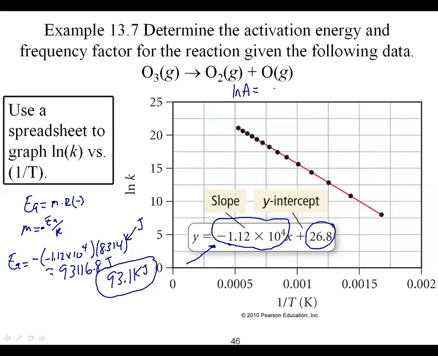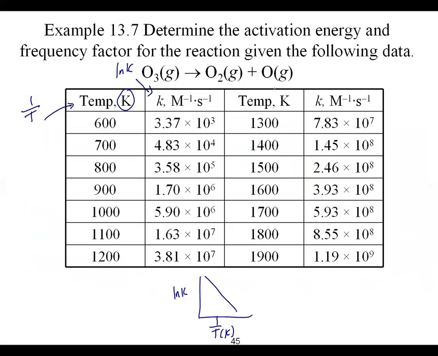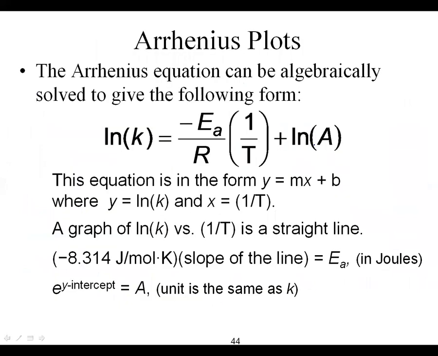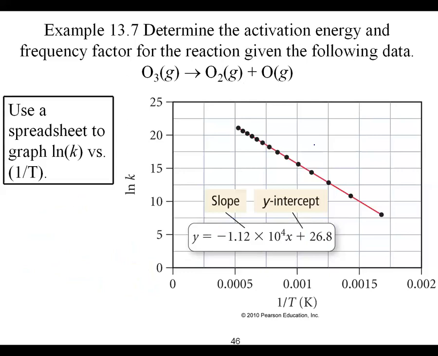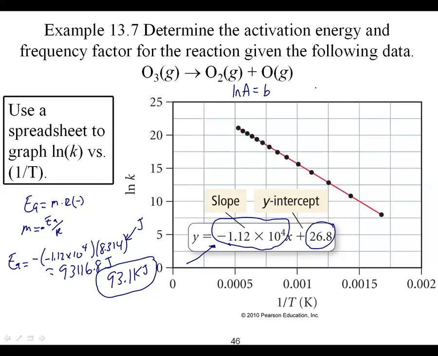So again, if we go back and take a peek here, where did I go? Right here. So this is B right here, which equals the natural log of A. And if we do that, we see that the natural log of A equals our y-intercept of 26.8. We would take the e of both sides, and that would give us an A value, or a frequency factor, of 4.36 times 10 to the 11.